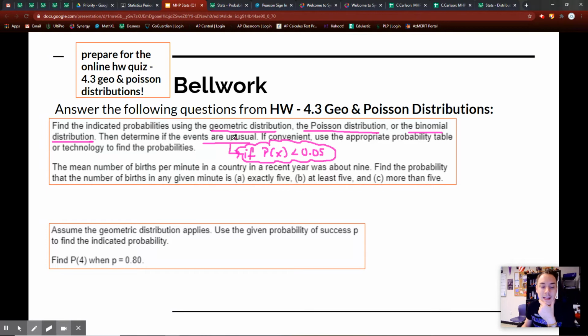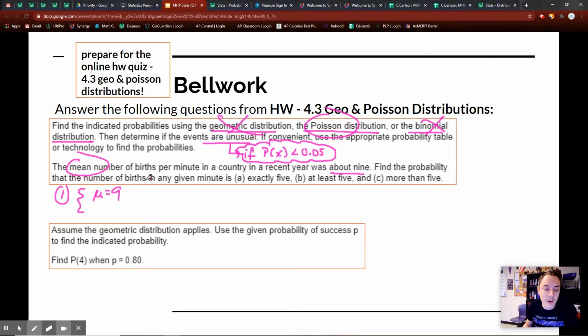Desmos. Now, it says the mean number of births given per minute in a country in a recent year was about 9. Now, first of all, mean. Do geometric distributions, or binomial distributions for that matter, have a mean? No. The only distribution that has a mean is Poisson. So which one are we going to be using? Not that. Not that. We're going to be using Poisson. So my first step is to label out my mean, and that is 9.